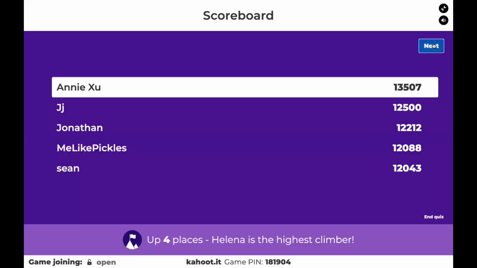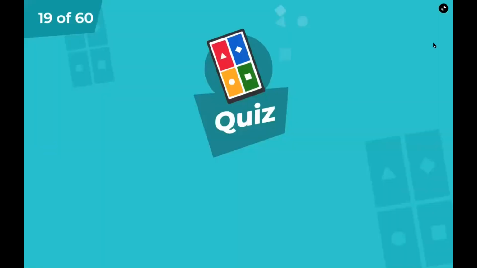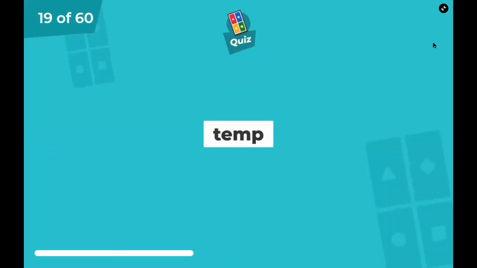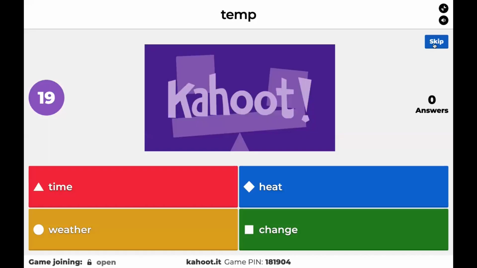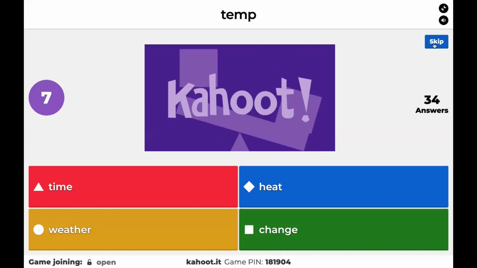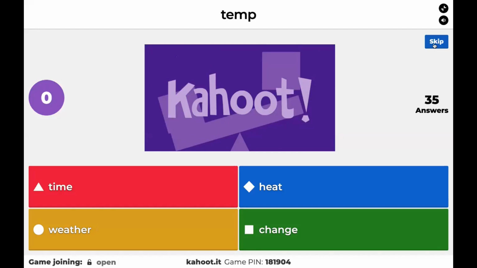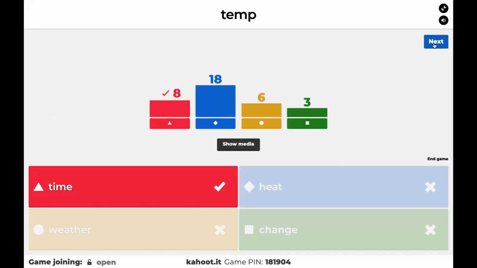Annie with the lead, okay. Temp. Red is time, blue is heat, yellow is weather, green is change. Temp. Heat. Yeah, temperature. I put that one in to throw you, because you could think of temperature as temp and then heat. Yeah.